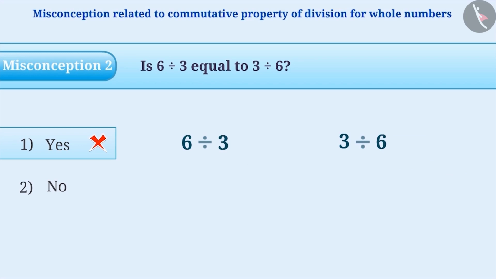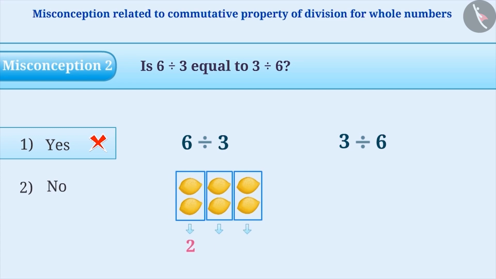Let's find the result of 6 divided by 3. Suppose you have 6 lemons. If you wish to make 3 equal parts, then each part will consist of 2 lemons. So, the result of 6 divided by 3 will be 2.